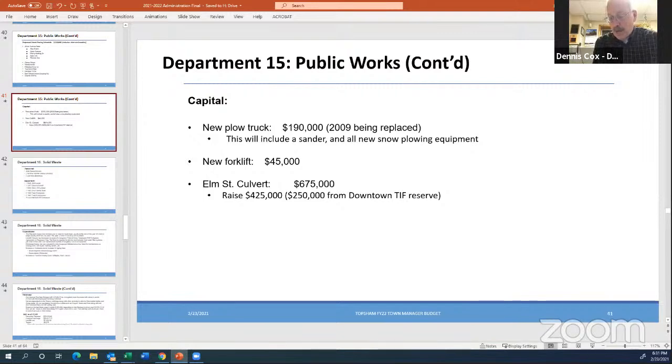The other project we have in our capitals here is the Elm Street Culvert Project. We're working through that right now with Wright Pierce Engineering. We're looking to raise $425,000 from taxation and $250,000 from TIF funding and the reserve from the TIFs. So that's our capital project for the proposed budget.